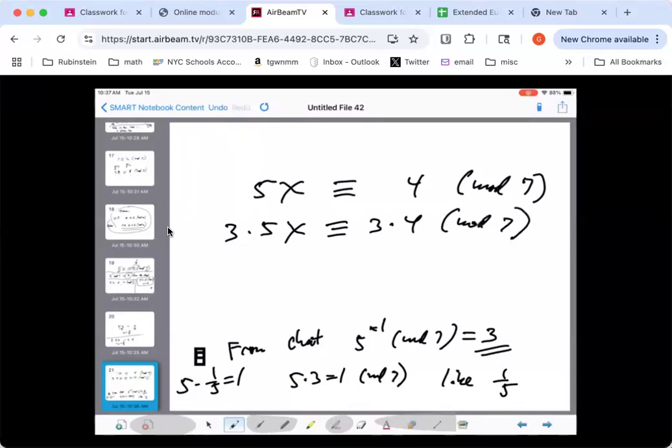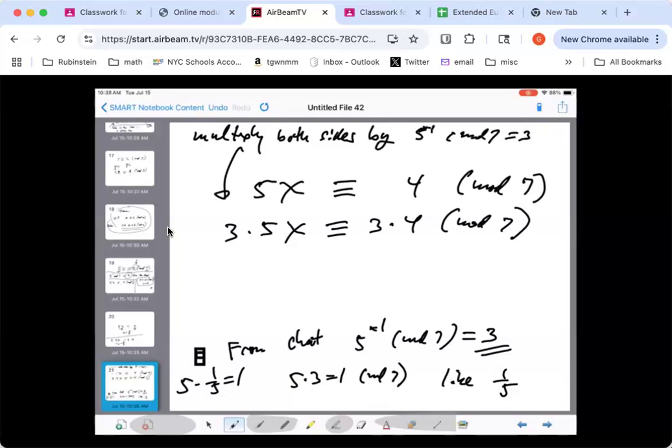So the funny thing you do, I'll make a note here. Multiply both sides by 5 inverse mod 7.